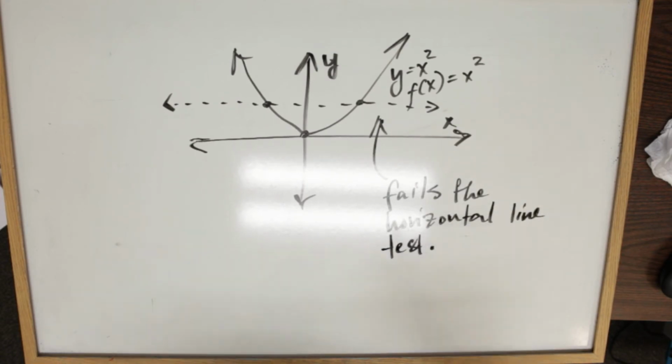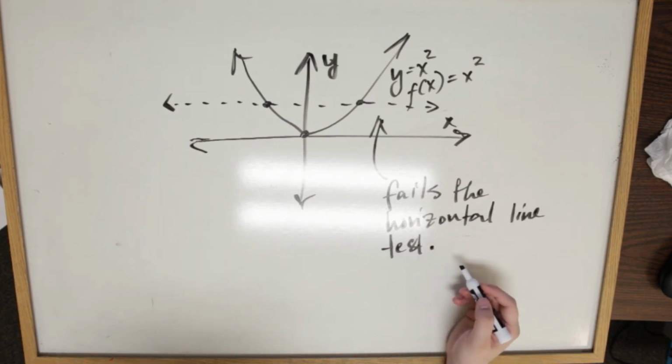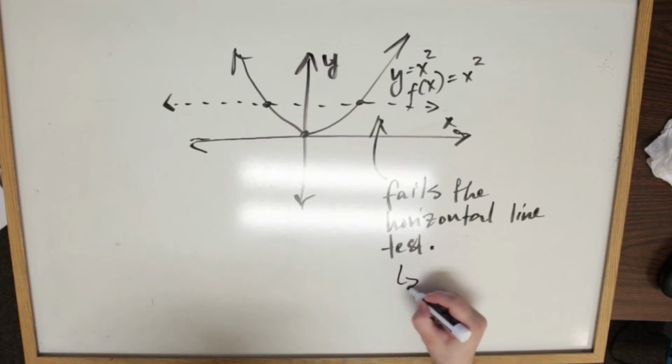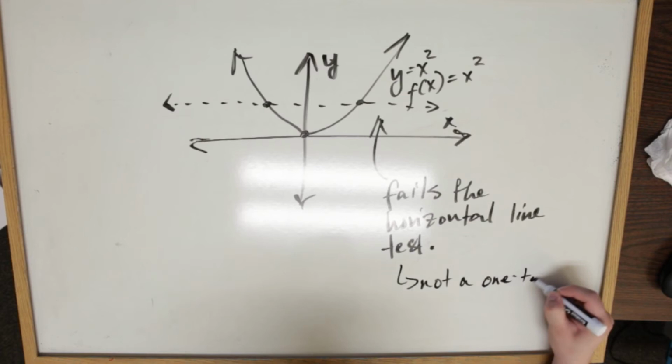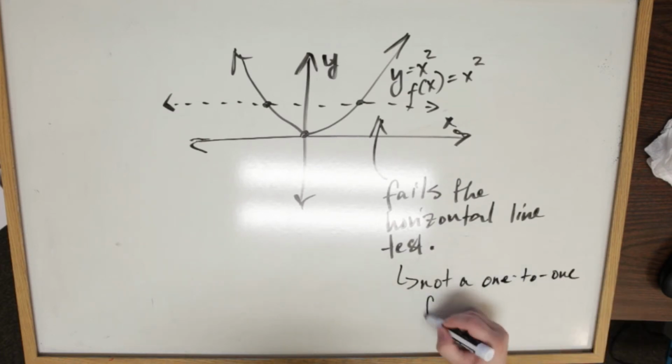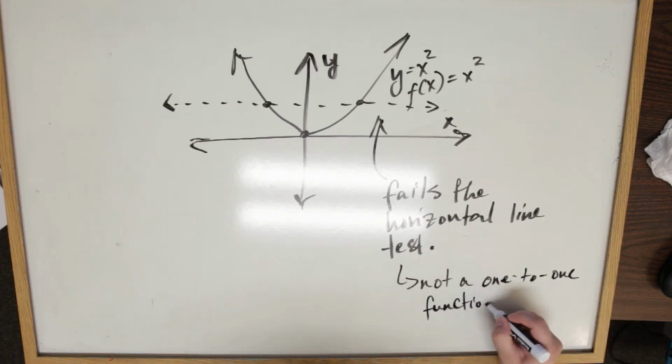Okay? It passes the vertical line test, which means it's a function. This horizontal line test is more specific. It's just saying that it's not one-to-one, not a one-to-one function. It's a function, it's just not one-to-one.